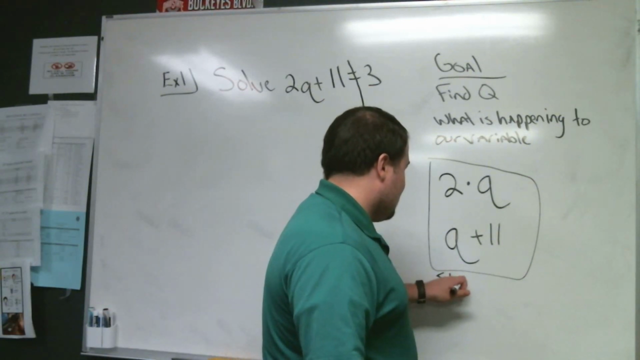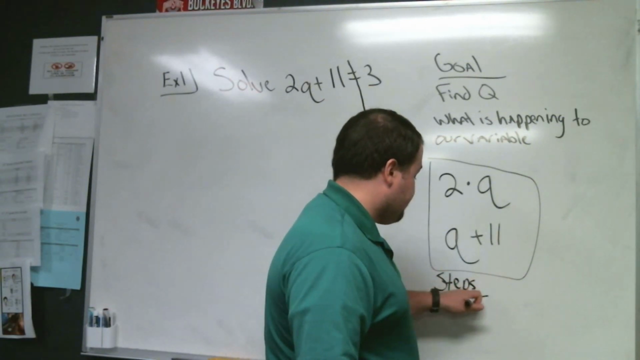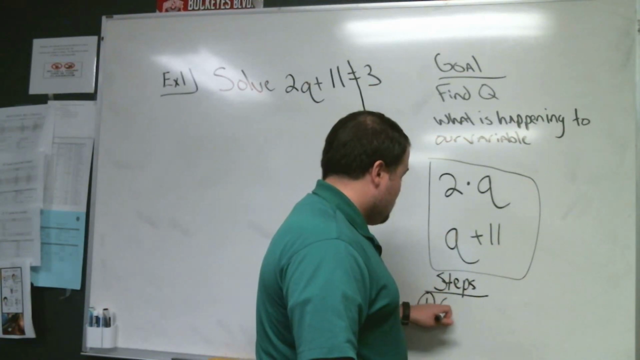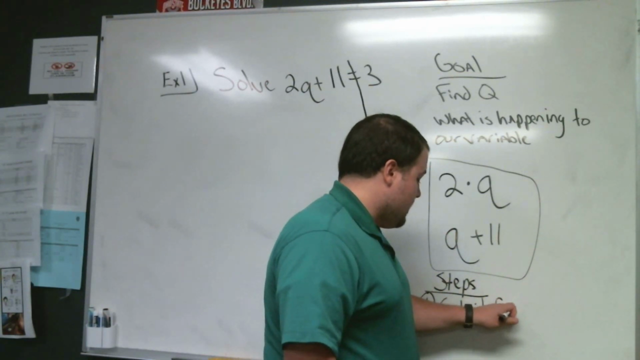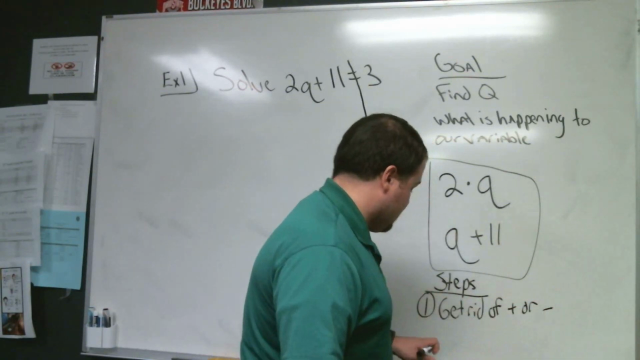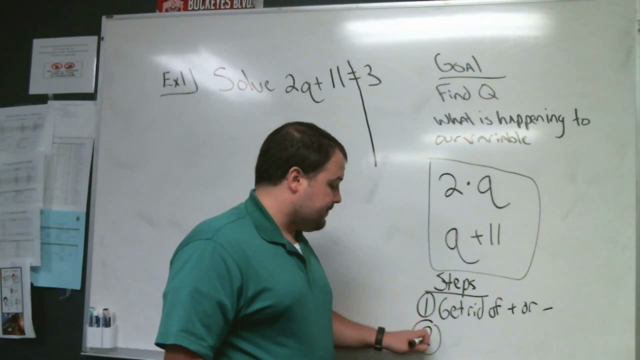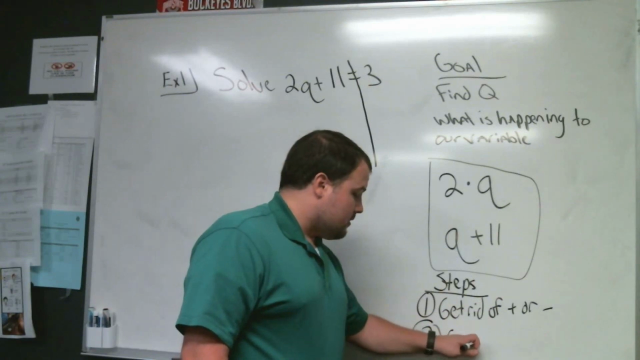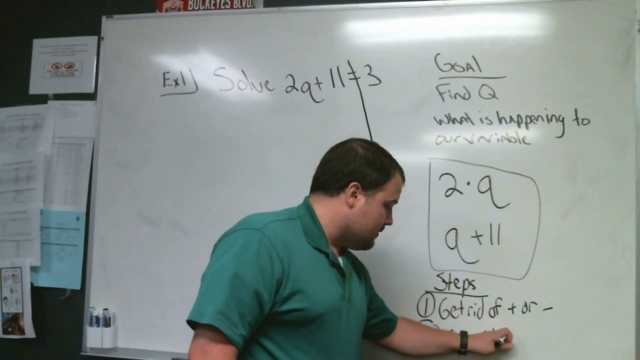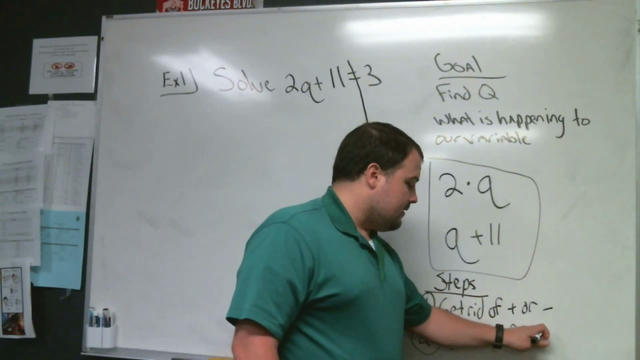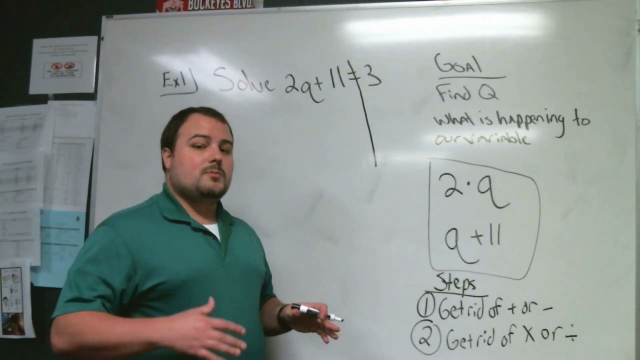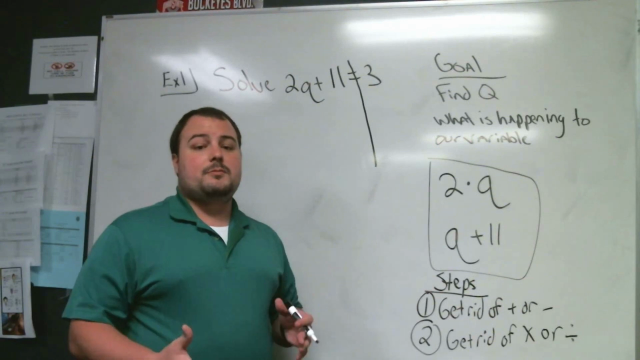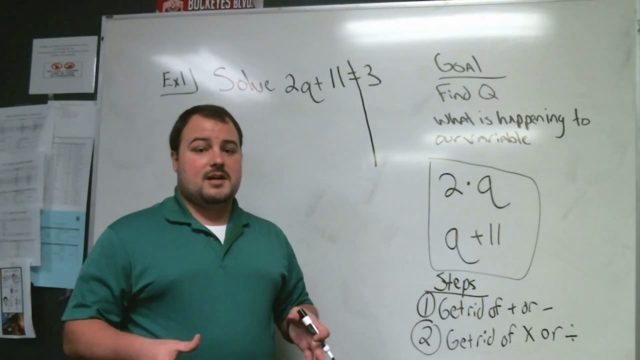So I'm going to say that the steps we're going to do right now: the first step, we're going to write get rid of adding or subtracting. The second step, we're going to say get rid of multiply or divide. So the 2 things we're going to do are get rid of adding and subtracting, and get rid of multiplying and dividing, to start these problems.